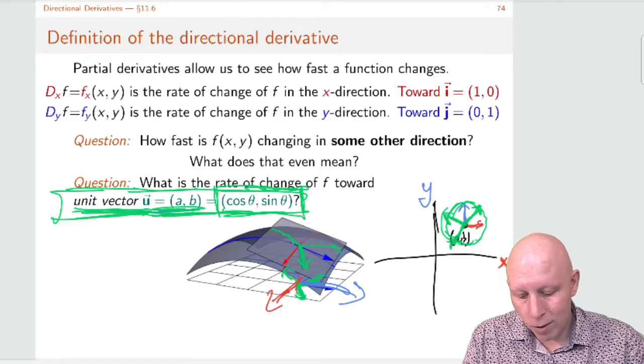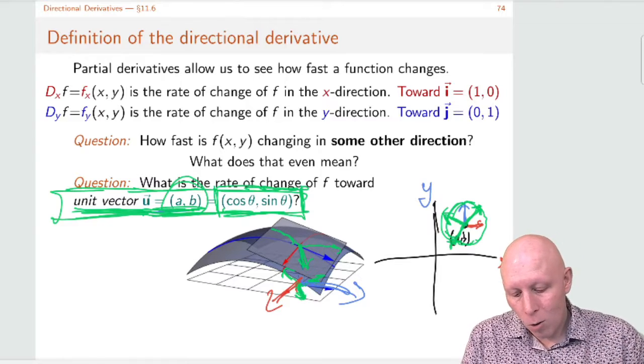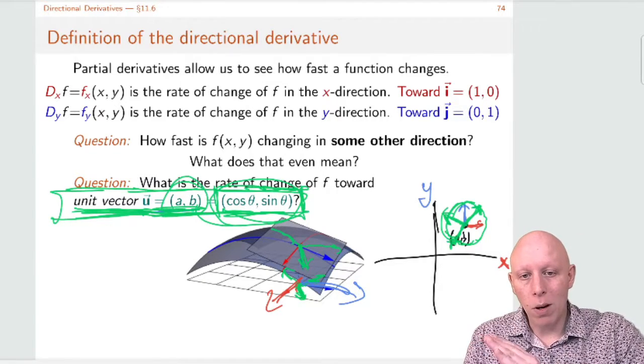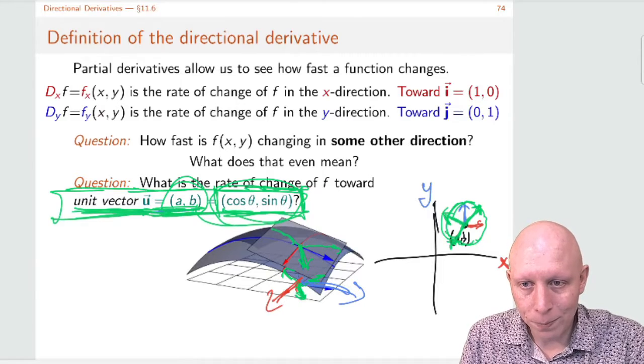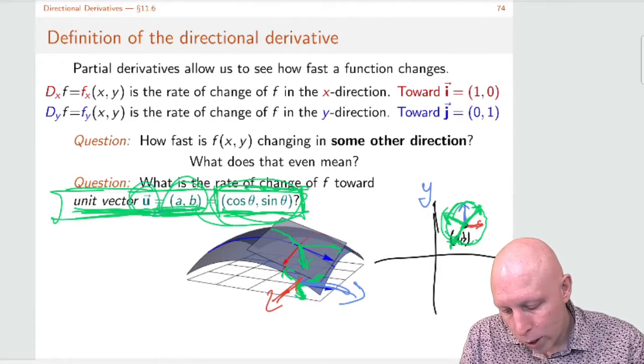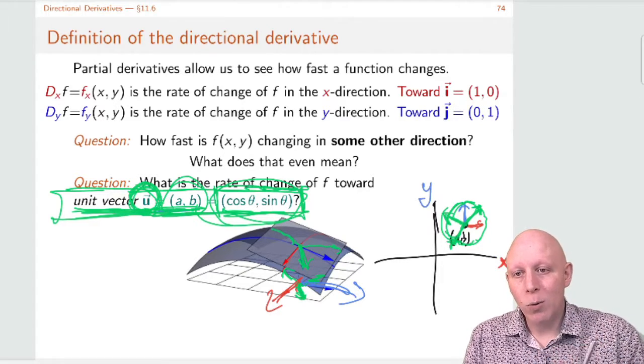So we can represent this unit vector either as just an (a, b) vector, or we can think of it as some angle theta from the positive x direction. So what's this rate of change, where we're talking about towards a pure direction, which is a unit vector?